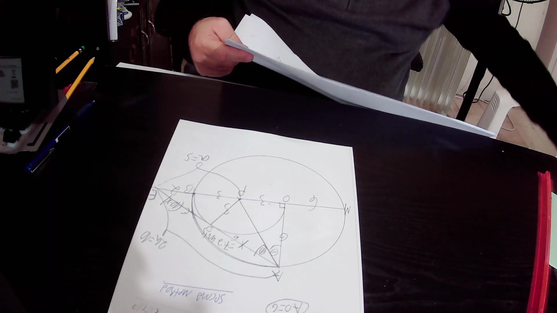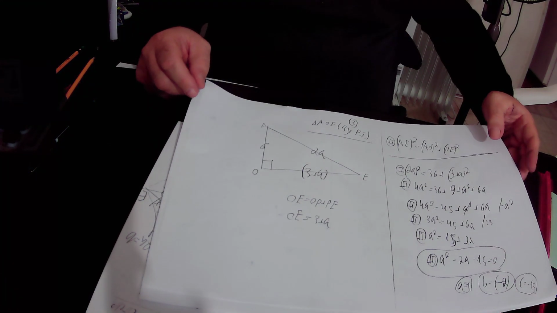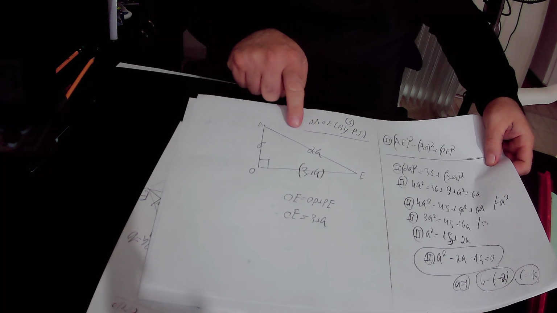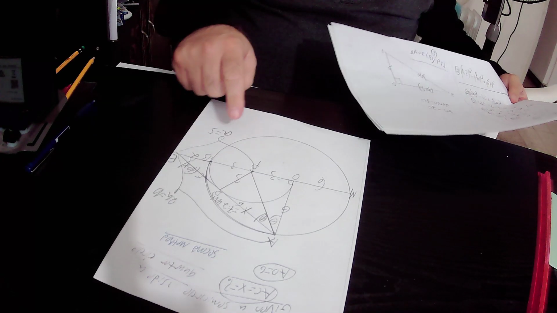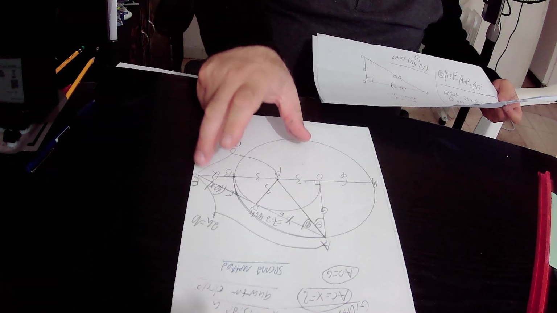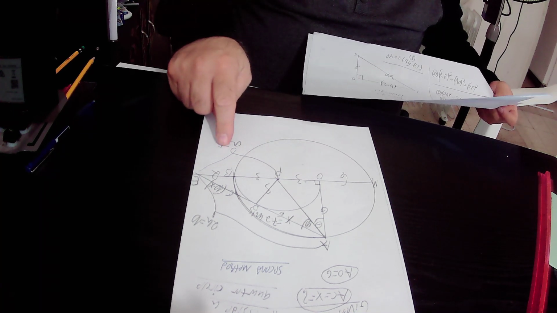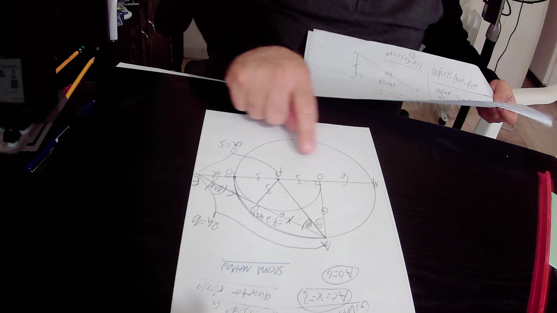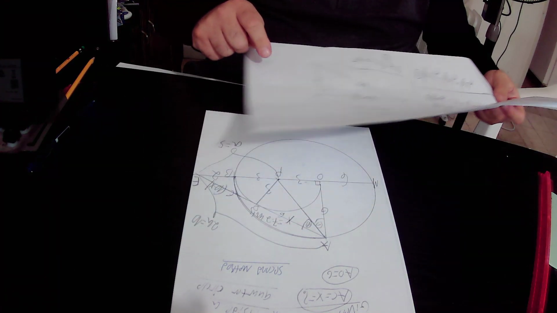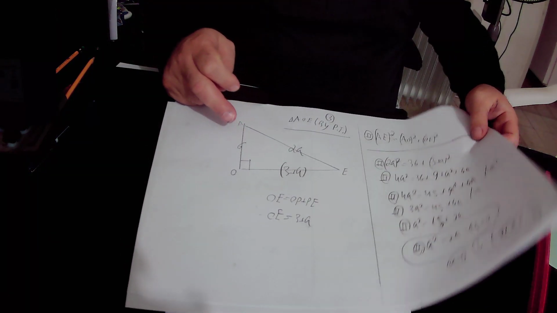Then we implemented the Pythagoras theorem on the right triangle AOE. We have already found that AE equals 2A according to equation number 1. What is the value of OE? OE equals OP, which is 3, plus PE, which is A. So OE equals 3 plus A. And AO equals 6 units according to what is given in the question.